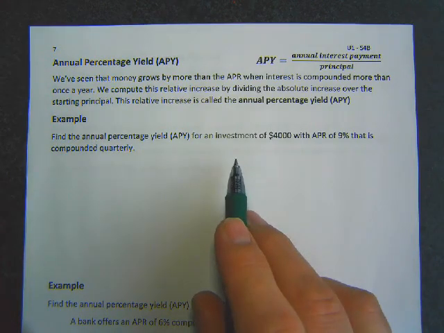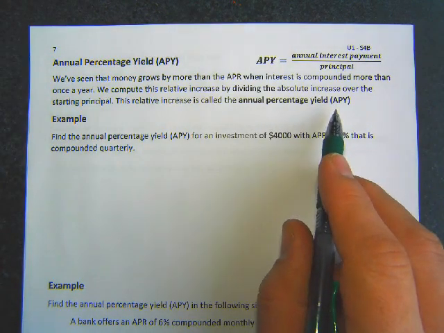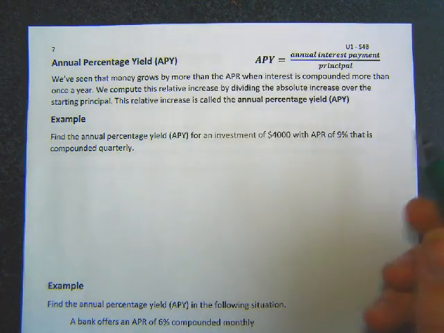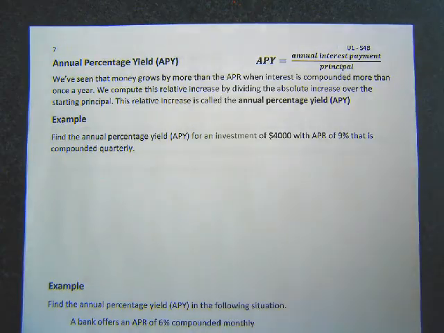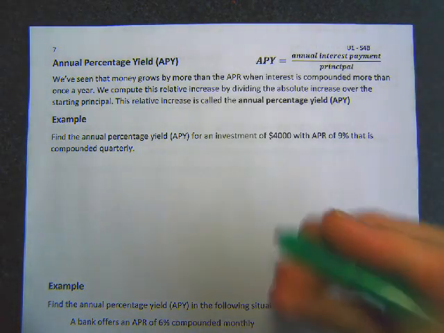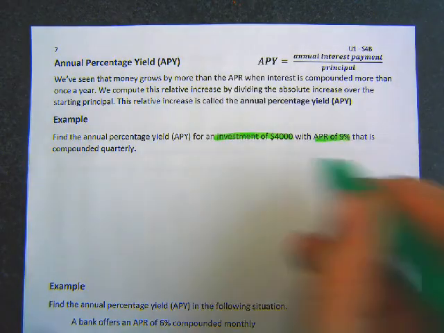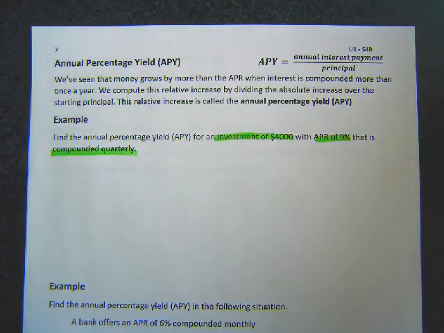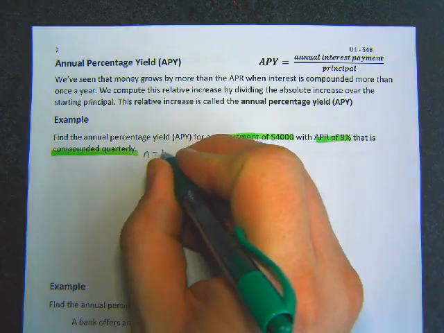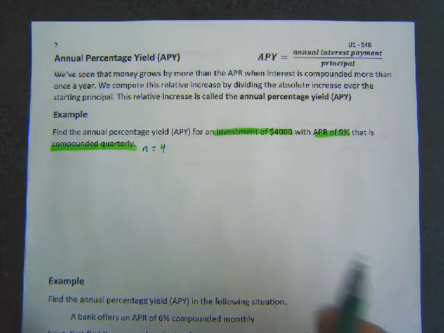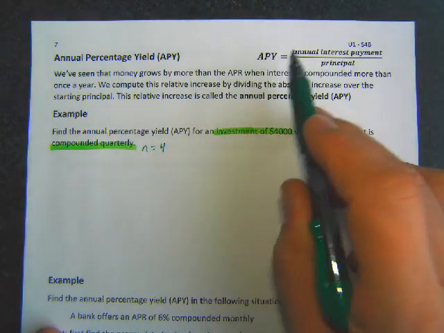So again, APY, annual percentage yield, is an interest rate, but it's dependent on more than just the APR, the yearly interest rate. It uses more than that. So here we go. We have an investment of $4,000. We have an APR of 9%, and we're compounding quarterly. That means our N is 4, right? Because we're compounding the interest 4 times a year. We need to find the APY.